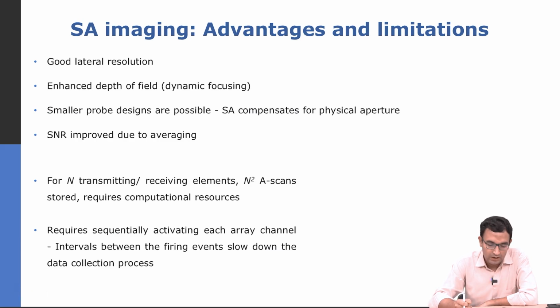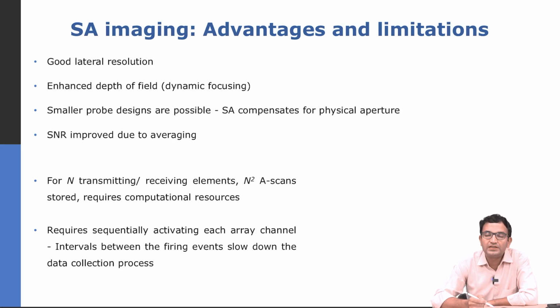So let's discuss and summarize the advantages and disadvantages of this synthetic aperture approach. It gives you good lateral resolution. It gives you enhanced depth of field. Why is that? Because of dynamic focusing. We will discuss that later. Now using this synthetic aperture imaging, even if you have a smaller probe, you can synthesize a larger aperture. So it compensates for the lack of physical aperture. You can improve the signal to noise ratio and also, to an extent, reduce the speckle because of this averaging.